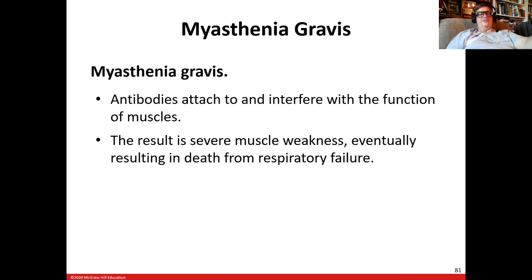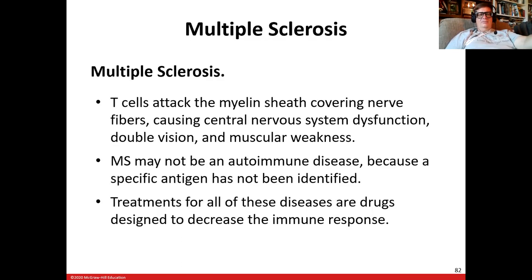Myasthenia gravis, antibodies attack the muscles, they get weaker, and then you die when the diaphragm muscle stops moving to move air in and out of the lungs. A bad way to go.